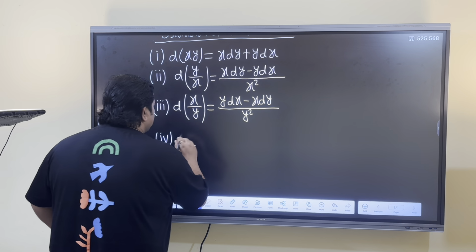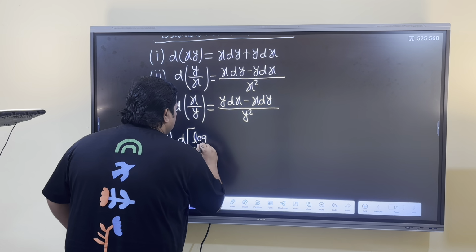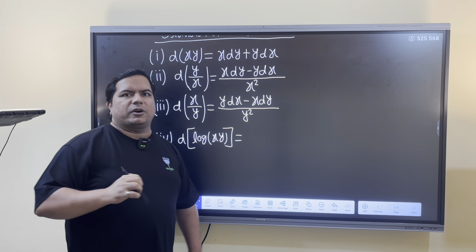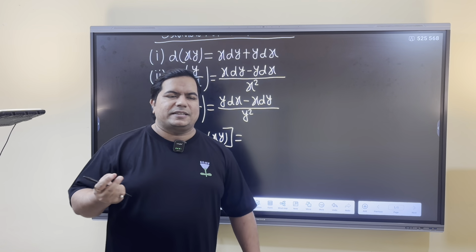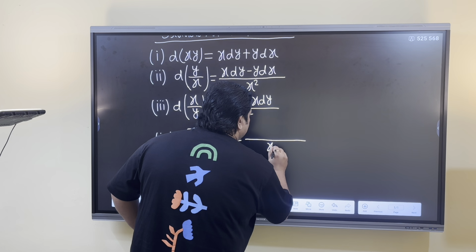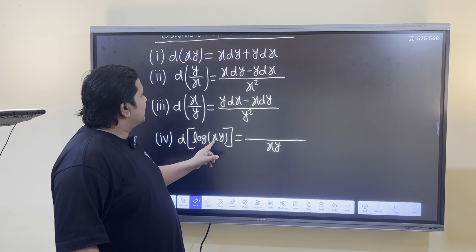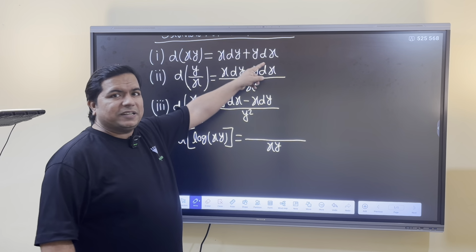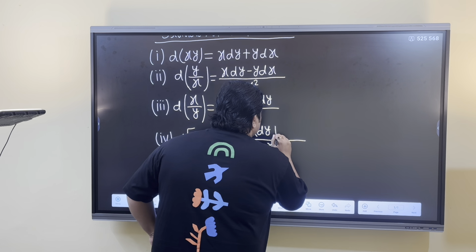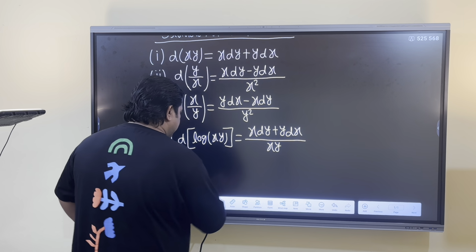The fourth one is the differential of, let's say, log xy. Generally, when we differentiate log x, the derivative is 1 by x. Similarly, the differentiation of log xy will be 1 by xy. So xy will be in the denominator, and then we apply the chain rule and differentiate xy. The differential of xy you already know, x dy plus y dx. So we can write it as x dy plus y dx, and this is the differential of log xy.